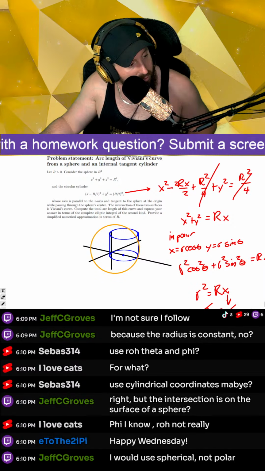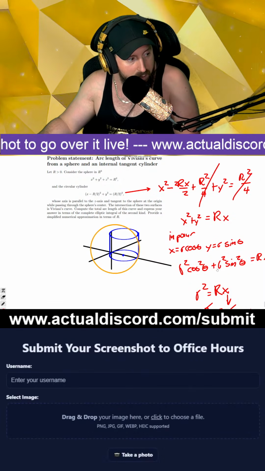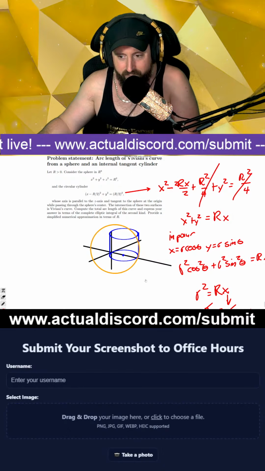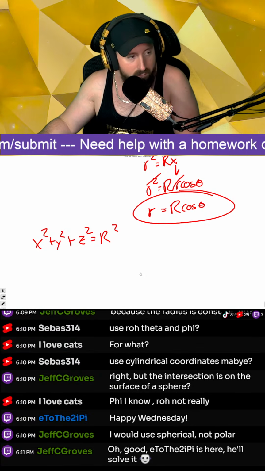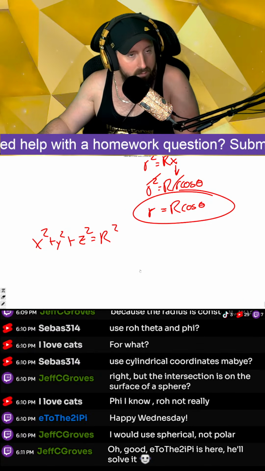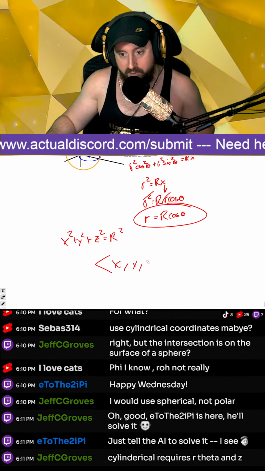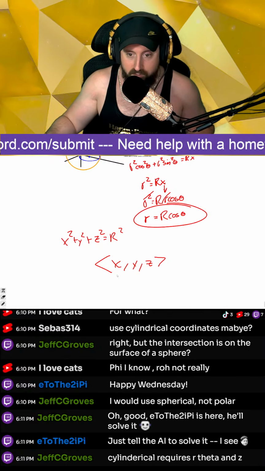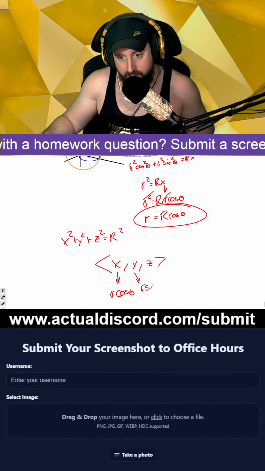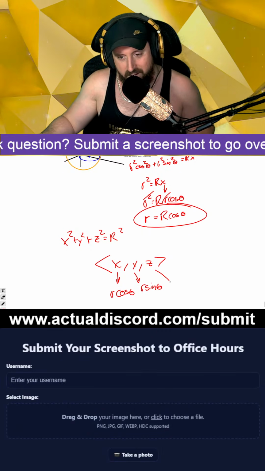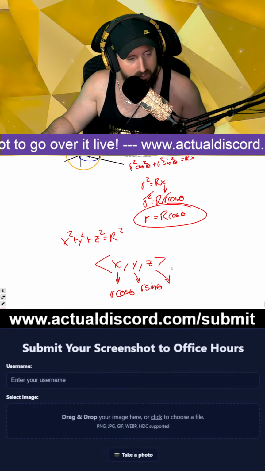I would use spherical, not polar, but I kind of like having just r theta. Right? Yeah, I'm thinking, right? So if we have x comma y comma z, the way to do this is to call this r cosine theta, call this r sine theta, and then what is z then? I guess we need phi in there, right?